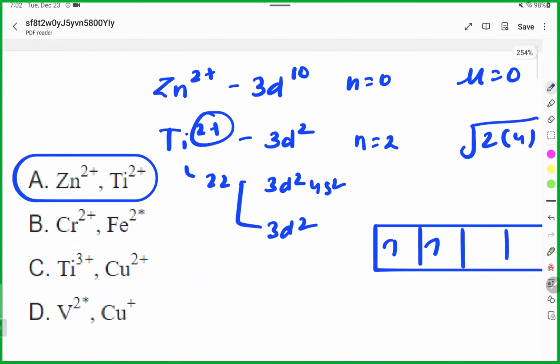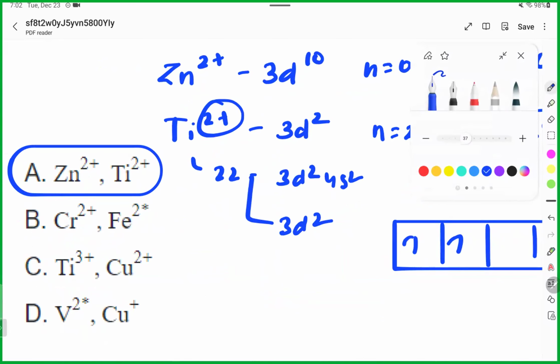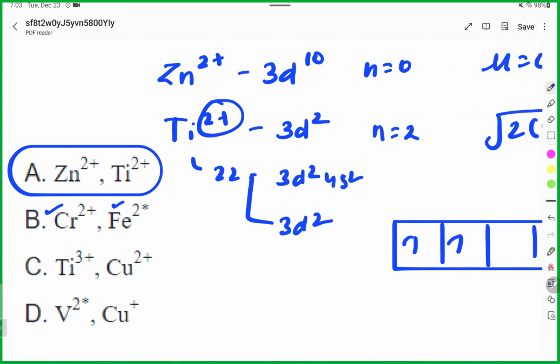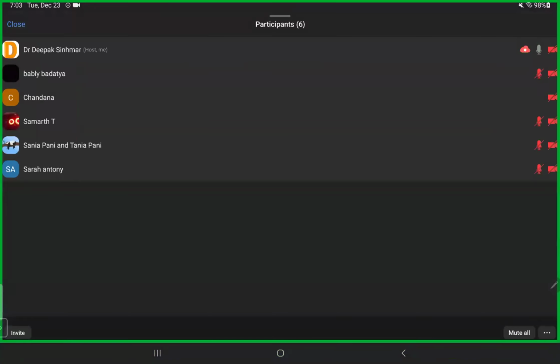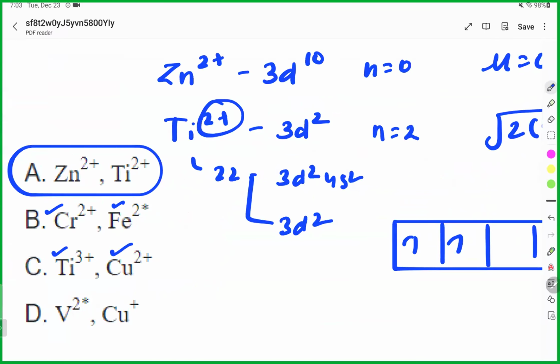Now, one by one. Pratigya, you will calculate for chromium, Sania, iron, Sara, titanium, Samarth, copper. Who else is there? Did I miss anyone? Sania, Chandana, I gave you vanadium. There are 5 people, right? Pratigya, Chandana, Sania, Sara, and Samarth. What is your magnetic moment in case of chromium?